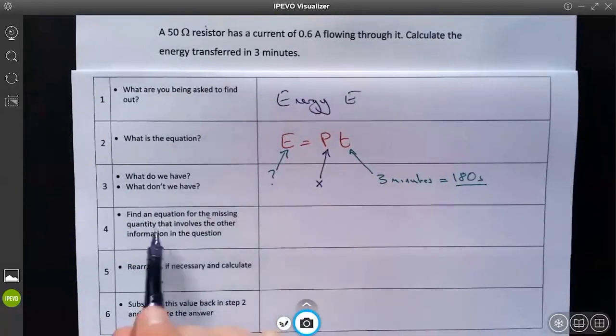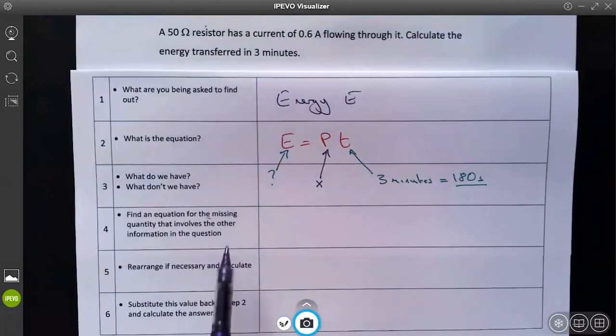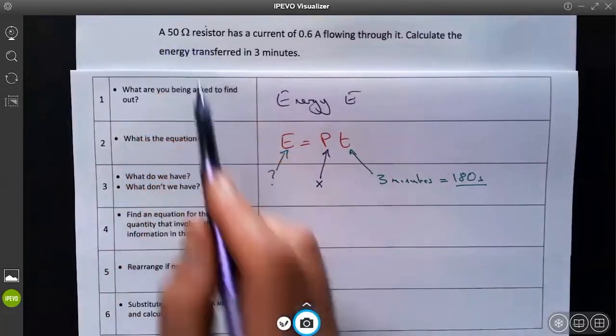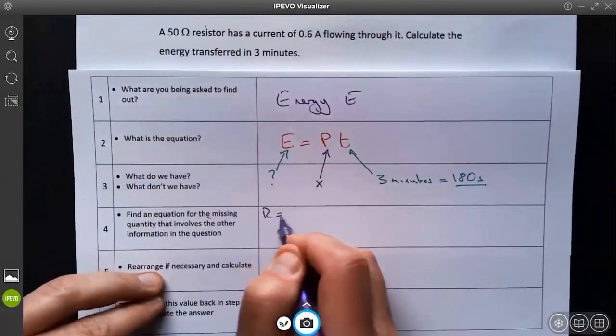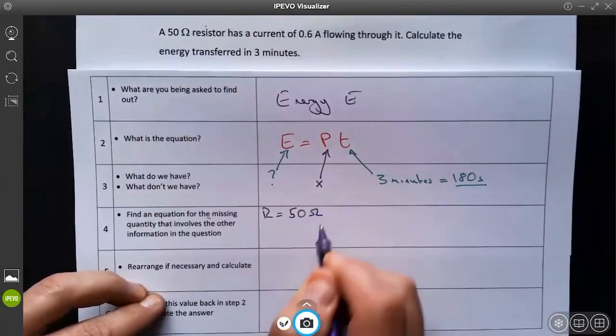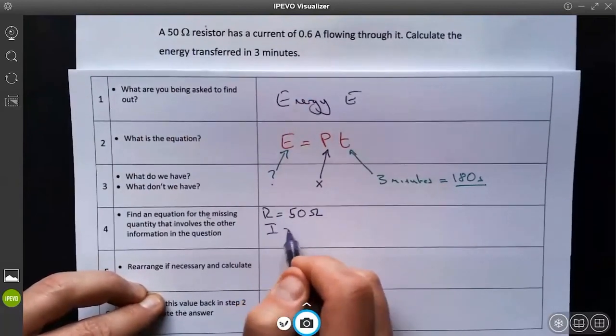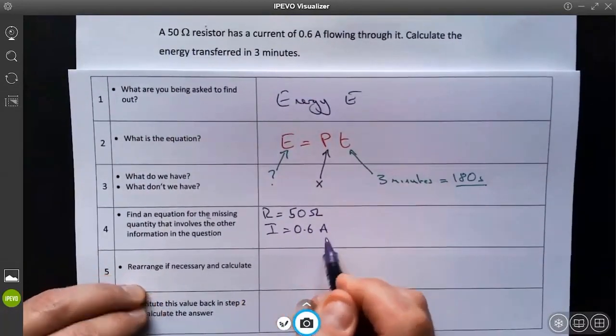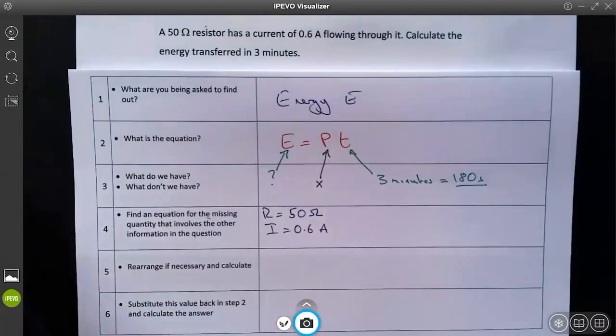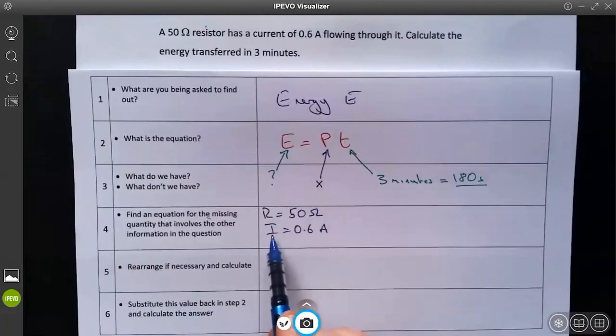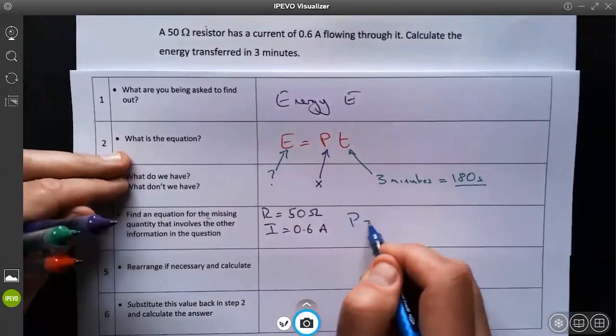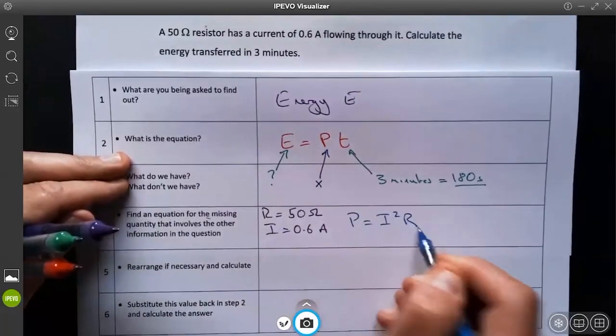And so what we now need to do is move on to the 4th step: find an equation for the missing quantity that involves the other information in the question. Let's first look at what the other information in the question is. We can see that we've got a 50 ohm resistor, so R equals 50 ohms. And we've also got a current, I equals 0.6 amps. So now what we're looking for is an equation which links power, current, and resistance. And there is an equation that does that: P equals I squared R.